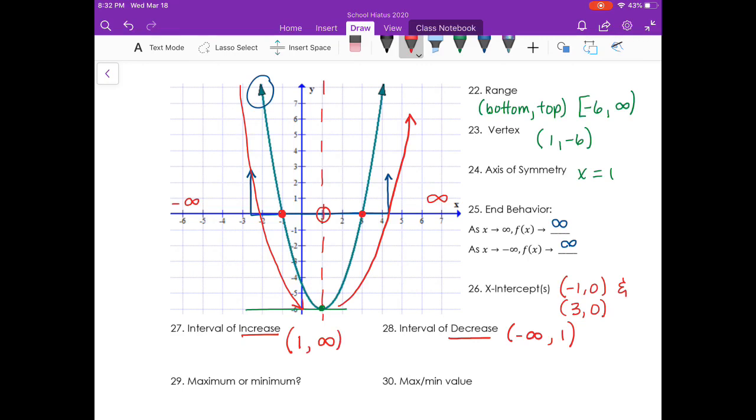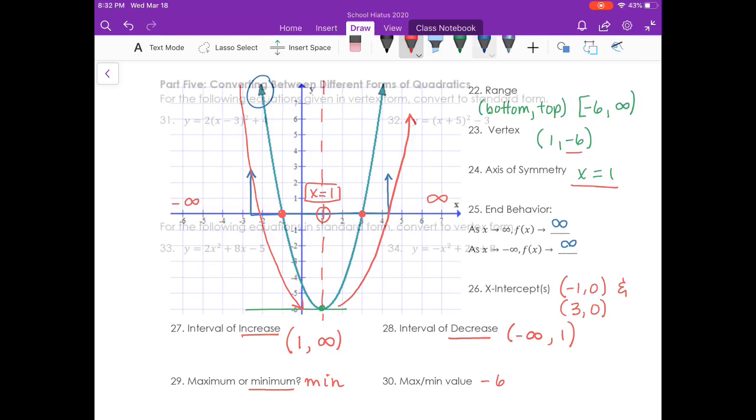Remember that your axis of symmetry is the dividing line between the interval of increase and the interval of decrease, and this comes from the x-coordinate of your vertex. The vertex is at the bottom of the graph here, making it a minimum point, and the minimum value comes from the y-coordinate of your vertex, where the bottom of the graph is located at -6.